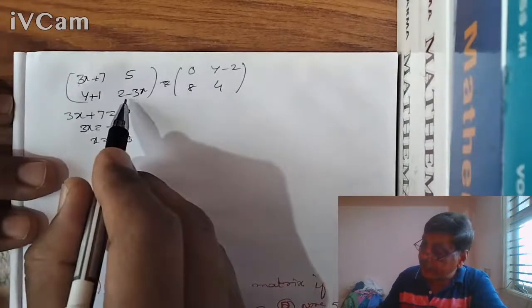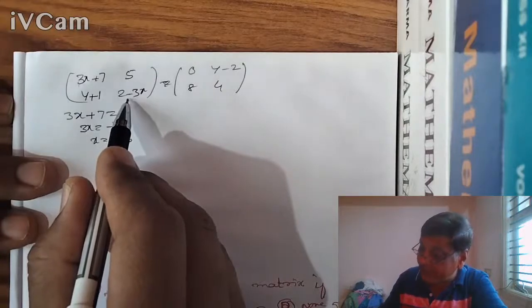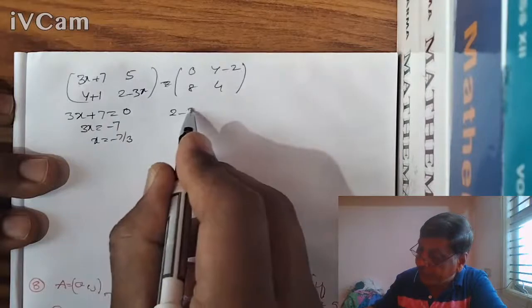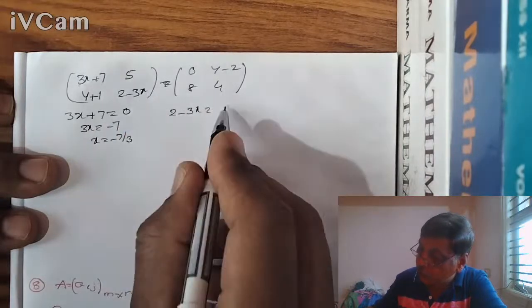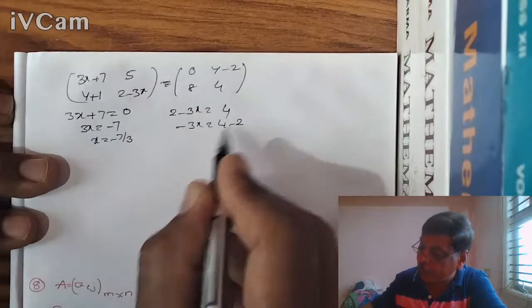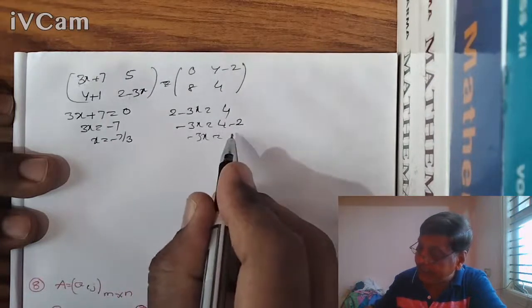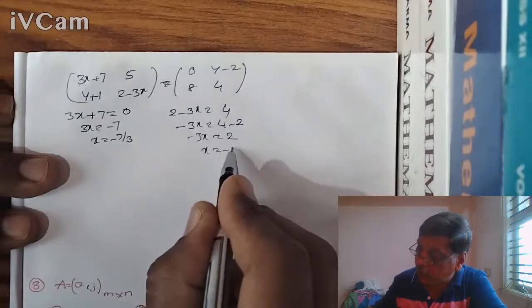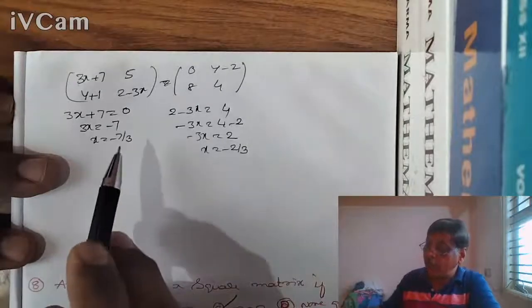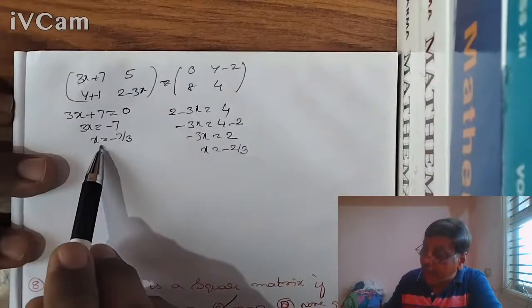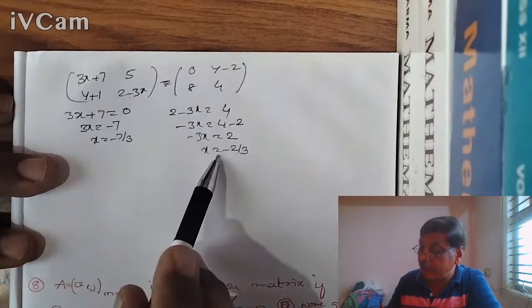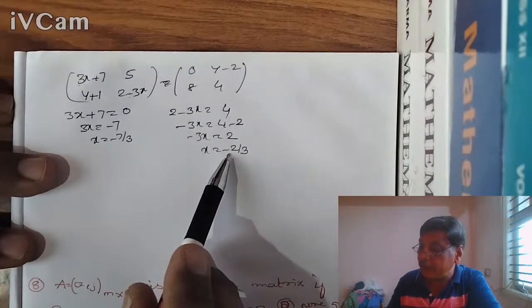Okay. Next, I am going to find, here one more x is there. You don't get confused here. Here, when I equate 2 minus 3x equal to 4, we get minus 3x equal to 4 minus 2, or minus 3x is equal to 2, or x is equal to minus 2 by 3. So it means x may be minus 7 by 3 or x may be minus 2 by 3.